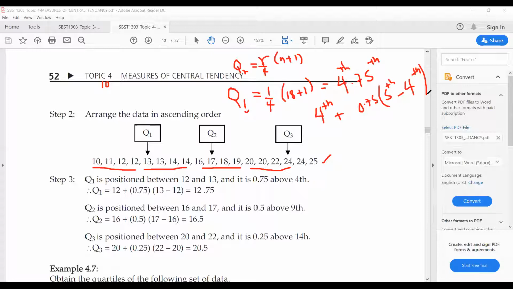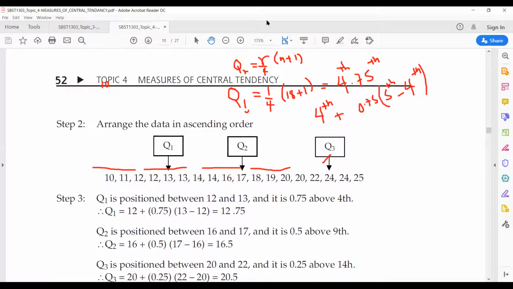Okay, so let's do the calculation. We locate the fourth position. When we come here, we have 1, 2, 3, 4. So this is the fourth position. The fourth position is 12, plus 0.75 of the distance between the fifth and the fourth. The fifth is 13, minus the fourth, 12. So 13 minus 12 is 1, times 0.75 is 0.75. So you get 12 plus 0.75.